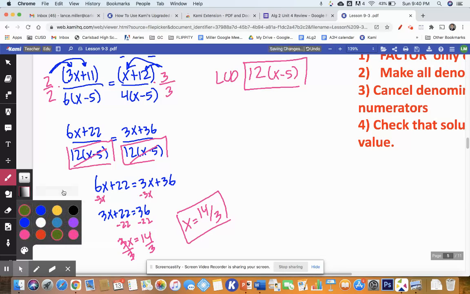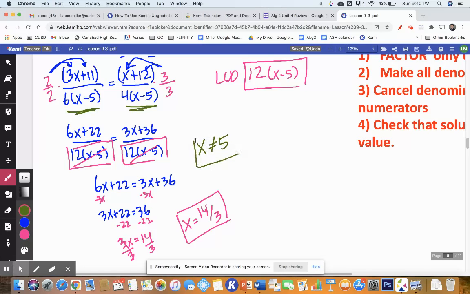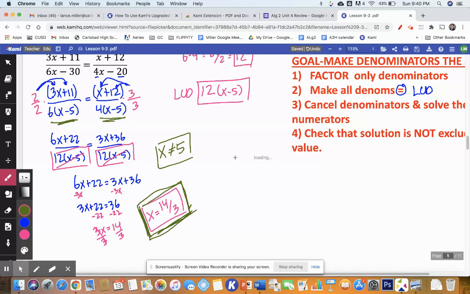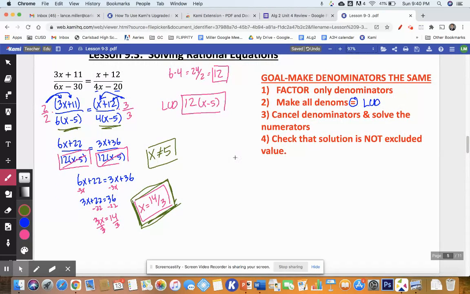My excluded values, we just need to make sure this works for us. Take a look at the denominator. They're the same. X minus 5, what value can I not plug in? X cannot equal 5 because I'd be dividing by 0. That's my excluded value. 14 over 3 is not an excluded value, so now I can just square it again, okay? Just to confirm that's my answer. All right. Finish writing that down. We're going to take a look at one more here together.